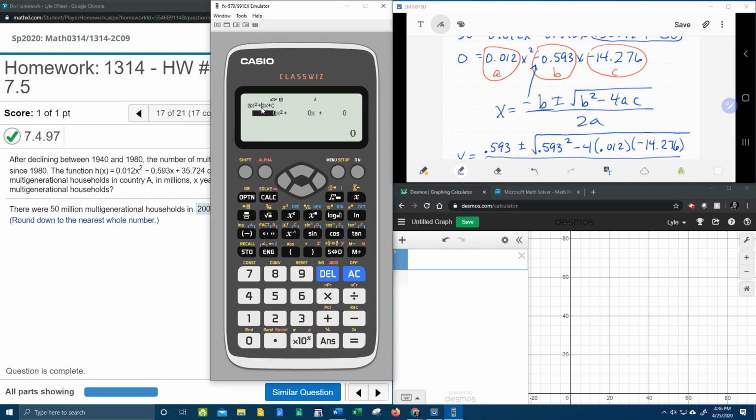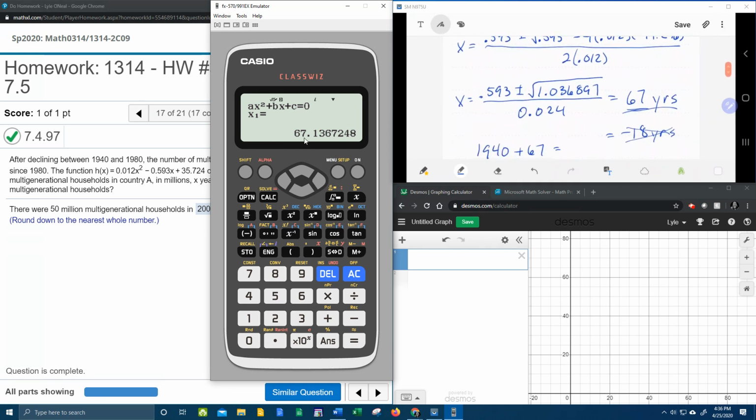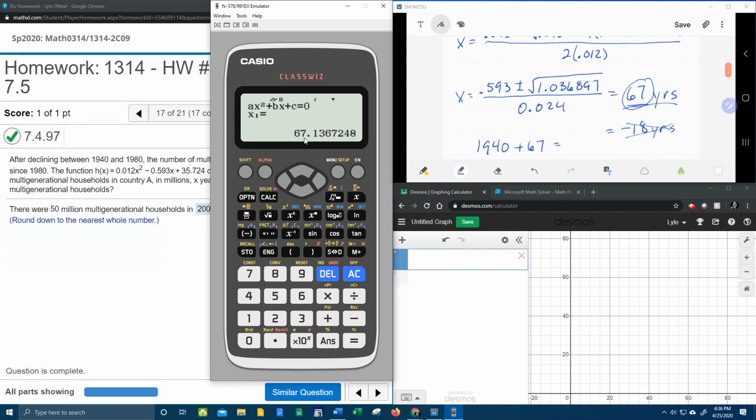And look at that. It says AX squared plus BX plus C. All you have to do is enter the coefficients. So we're going to put 0.012 equals negative 0.593 equals and negative 14.276 equals. And then if we hit equals one more time, look at that. It's going to tell us our answer that we got just a second ago, the 67. And if you hit equals again, it's going to give us our other answer, which was erroneous.